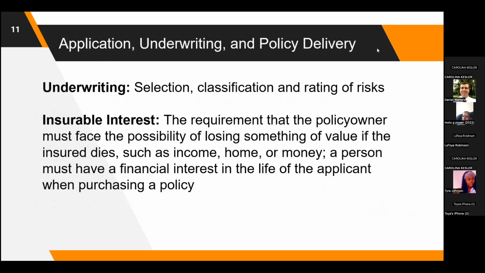Underwriting is the selection, classification, and rating of risk. Underwriting selects and classifies. What does underwriting do? Insurable interest, the requirement that the policy owner must face the possibility of losing something of value if the insured dies, such as income, home, or money. A person must have a financial interest in the life of the applicant when purchasing a policy. See, it says when purchasing, so that's at the time of application.